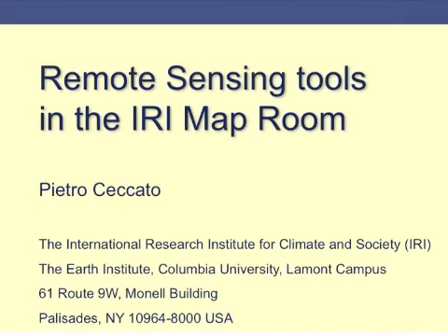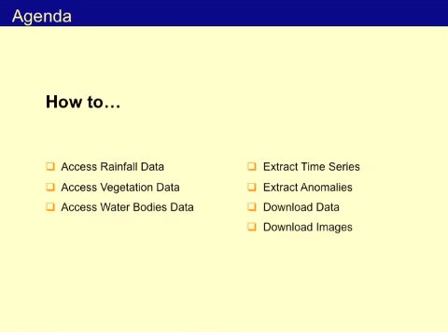Welcome to the session on remote sensing tools in the IRI Map Room. My name is Pietro Ceccato. I work at the International Research Institute for Climate and Society, IRI, which is part of the Earth Institute at Columbia University. In this session, we will look at how to access rainfall, vegetation, and water bodies data via the IRI Map Room, and we will also look at how to extract time series, extract anomalies, download data, and download images from the IRI Map Room.